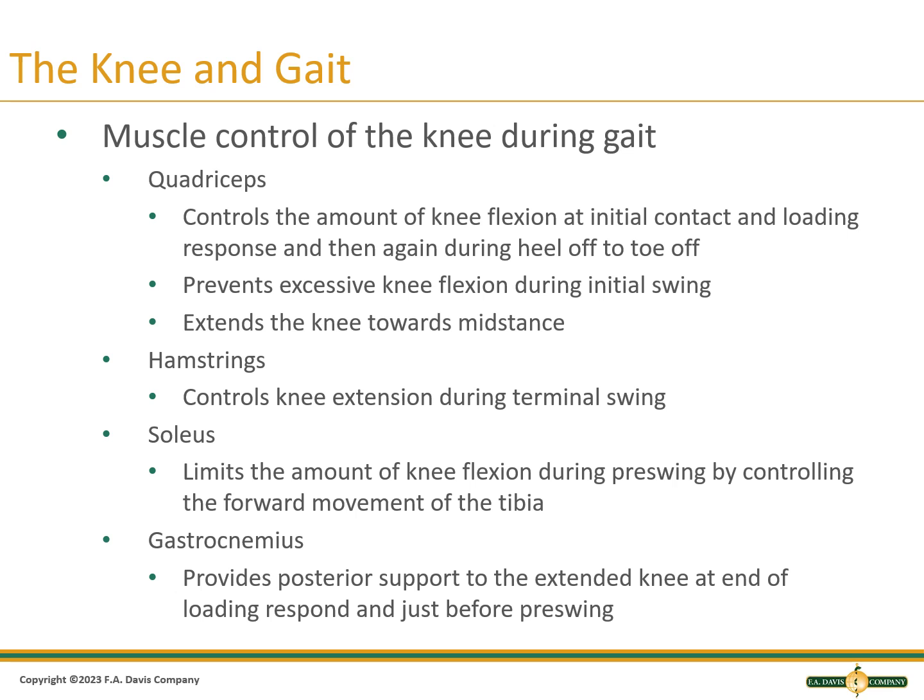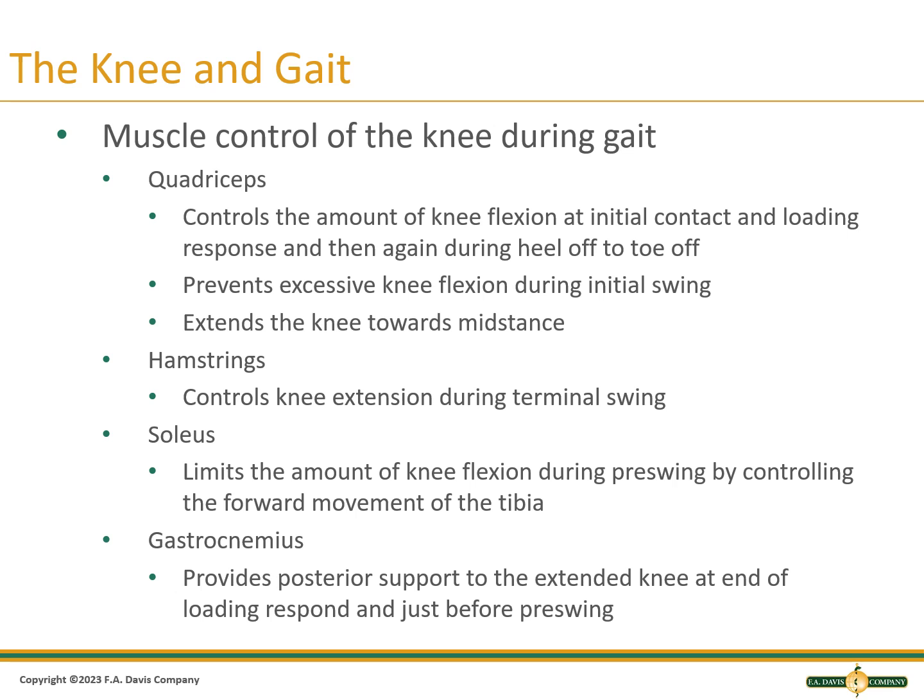Our hamstrings serve to control knee extension during terminal swing, so we're using momentum as that leg swings forward. Our hamstrings have to eccentrically contract to control the extension that we're getting so that we don't snap our knee forward. Our soleus limits the amount of knee flexion during pre-swing by controlling the forward movement of the tibia.